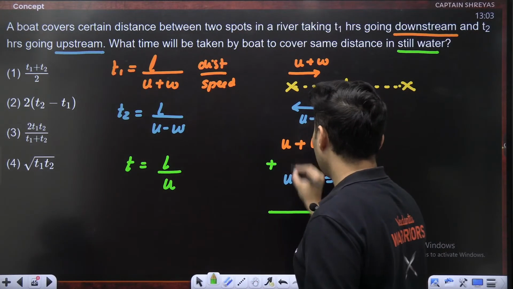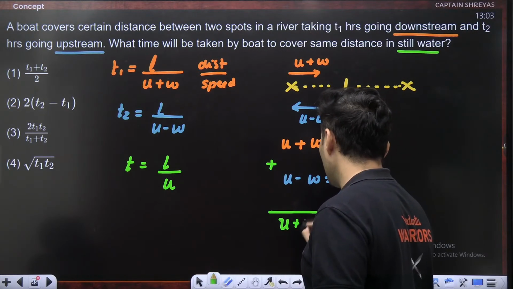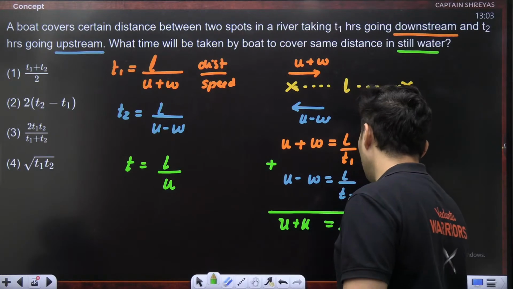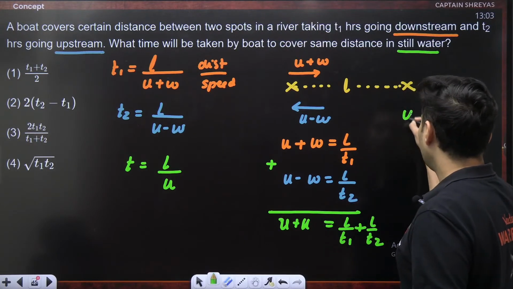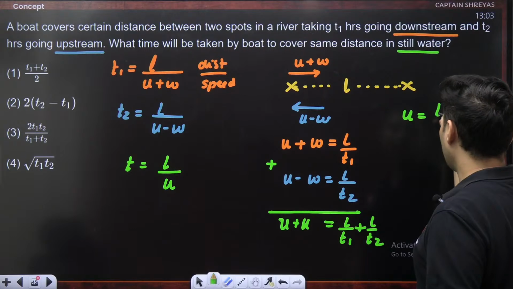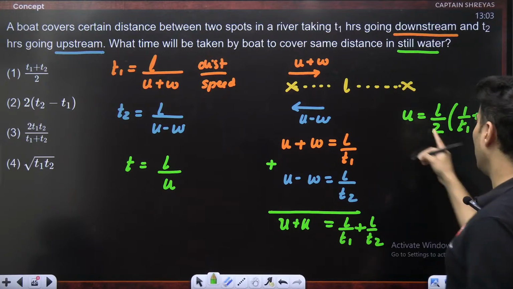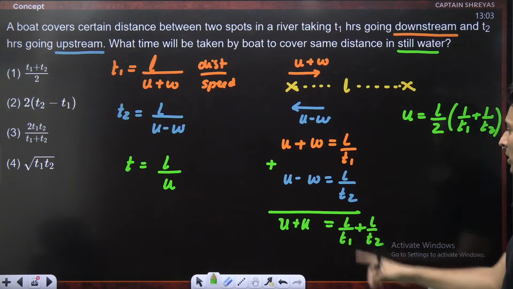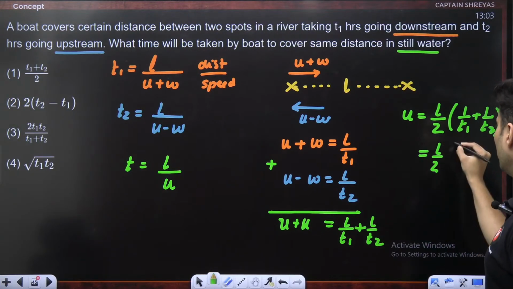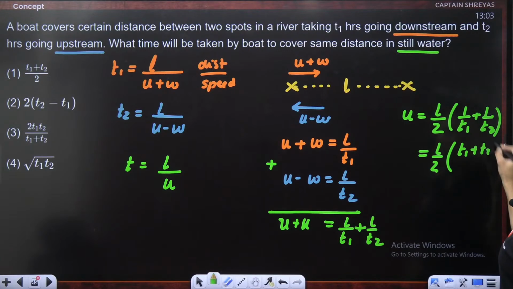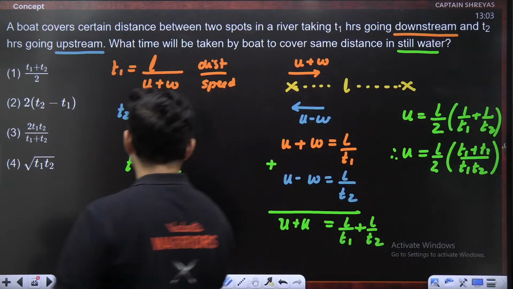So if I add both of them, I'll get u plus u, w got cancelled. I will get L by T1 plus L by T2. So basically, I'll get 2u is equal to this. So L common divided by 2, 1 by T1 plus 1 by T2. Understood? U plus u is 2u. Bring that 2 down. L I took common. So 1 by T1 plus 1 by T2. So it will become L by 2. Take LCM. It will become T1 plus T2 by T1 T2. So that is what u will be. Substitute it over here. That's all.